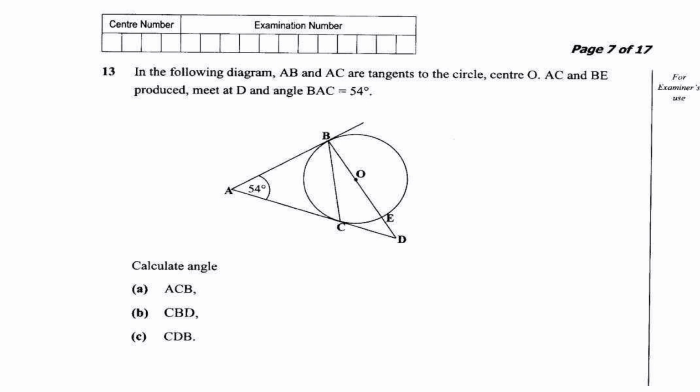The question was given, stating that in the following diagram AB and AC are tangents. So we have AB and then AC. These are tangents to the circle with center O. So we have the center present, and then AC and BE are produced, and meet at D. They meet at D from that point, and angle BAC is 54.